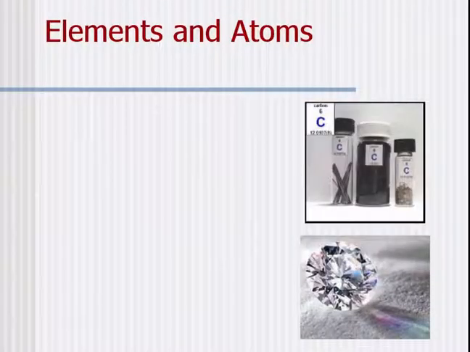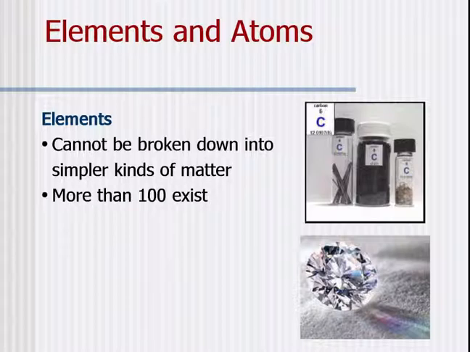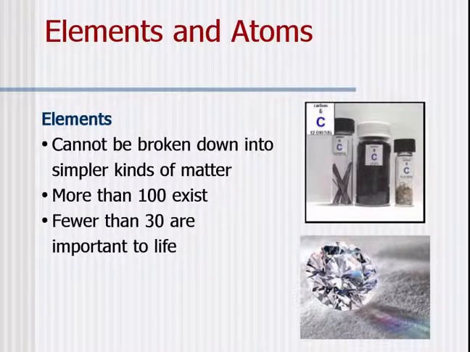If you remember from junior high, we also had the periodic table of elements. Remember that an element is anything that cannot be broken down into simpler kinds of matter. There are more than 100 on our periodic table, but fewer than 30 of them are actually important to life. The rest of them are found in the Earth itself, but they're not important to life. We'll talk about the ones that are most important to life in just a moment.